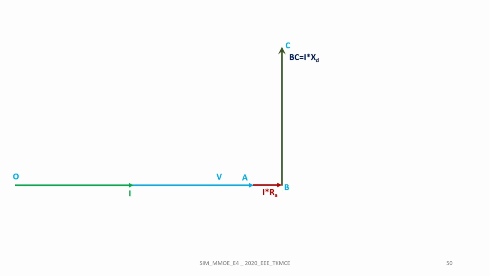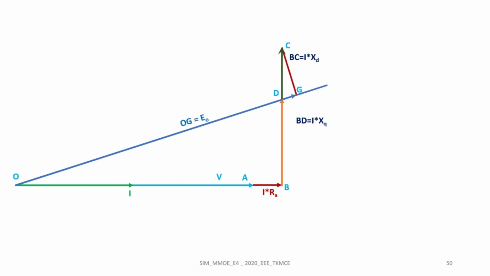Now let's consider the same phasor diagram in order to derive the expression for E0. Here V and I are in phase. We are drawing I into RA phasor from the tip of V, which is parallel to armature current. Then we are drawing I into XD drop, which is leading I by 90 degree. Then again we are drawing a phasor I into XQ, which is leading armature current by 90 degree. Then we are joining O and D and extending it. Then from the tip of C, we are drawing a perpendicular to this extended line so that it will meet at point G. The length OG represents E0. Angle between E0 and V is load angle delta.